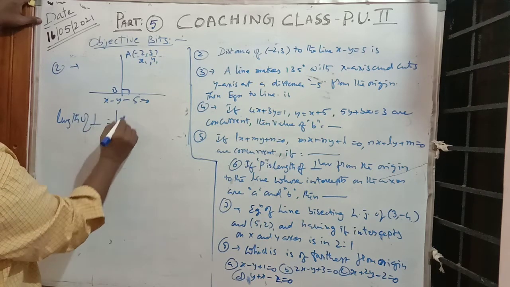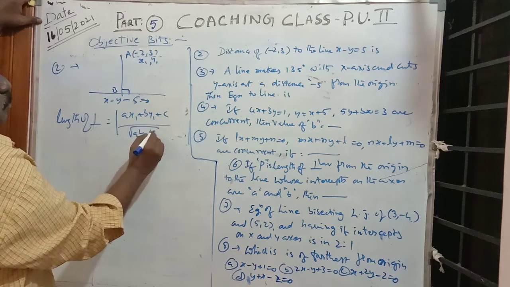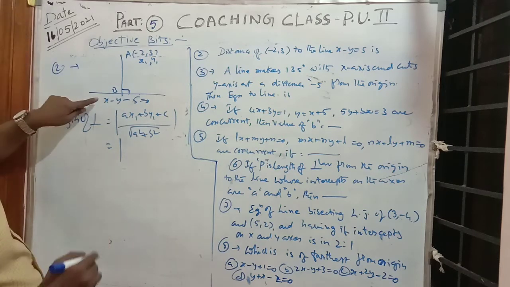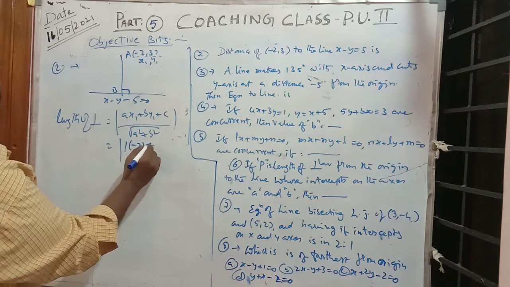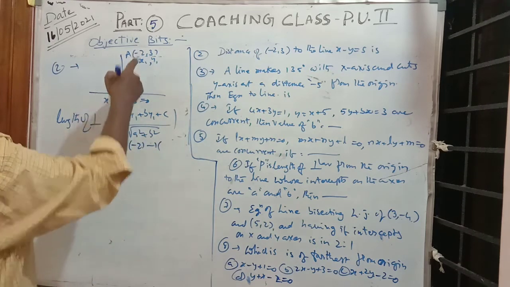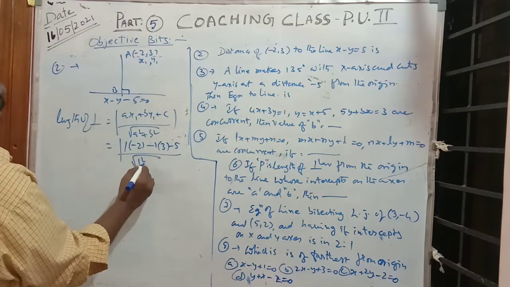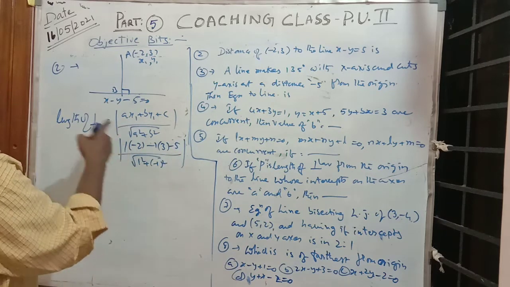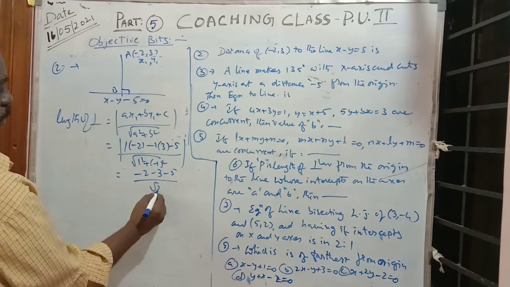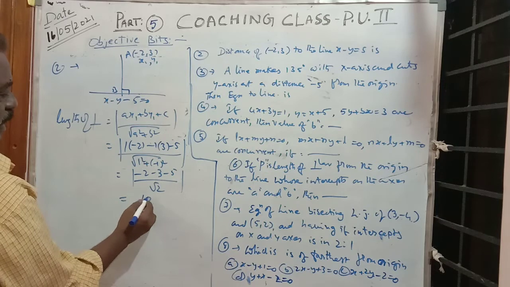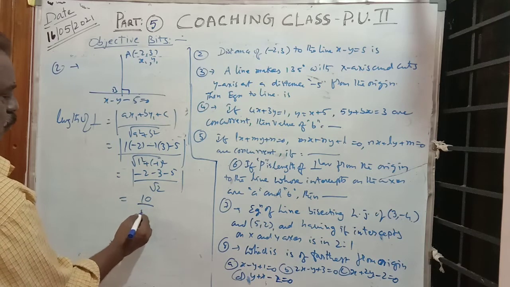A formula is there: modulus of (ax1 + by1 + c) divided by root of (a square + b square). Here a is 1, the coefficient of x. x1 is -2. And this b is -1. y1 is 3. And -5 as it is, by root of 1 square plus (-1) square. b square is 1. It is -2 - 3, this is -5, by root 2. Then -5 - 5 is -10 will come, that is nothing but plus 10 by root 2 is there.